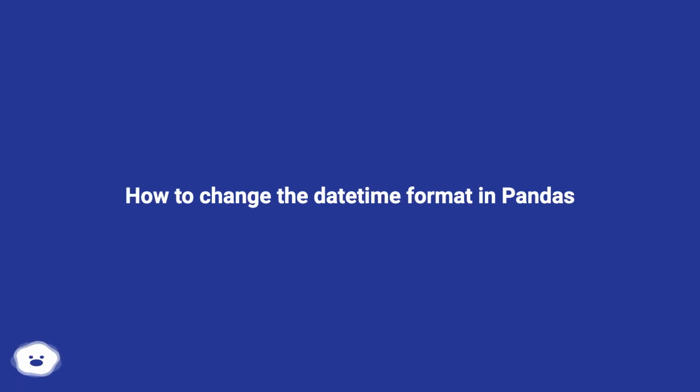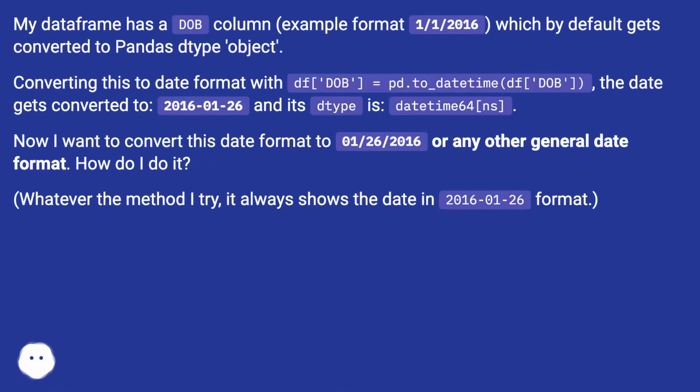How to change the datetime format in Pandas. My data frame has a DOB column, example format the 1st of January 2016, which by default gets converted to Pandas type object. Converting this to date format with df_dob equals pd.to_datetime(df_dob), the date gets converted to the 26th of January 2016 and its type is datetime64[ns].